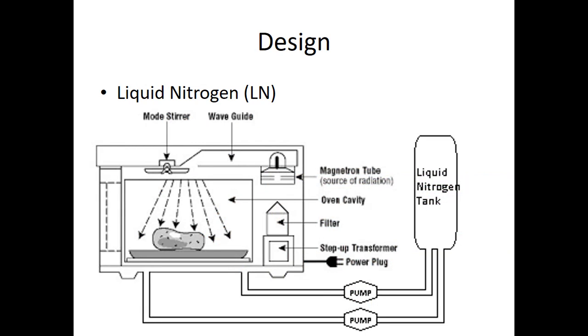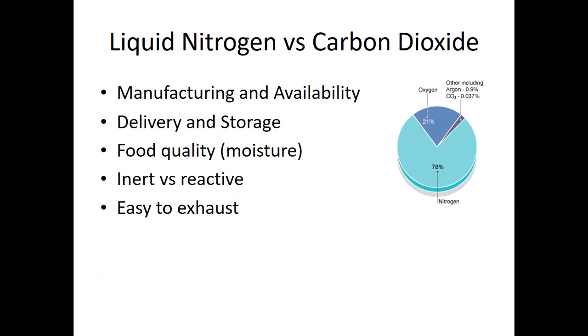So in my design here, I've modified the FreezerWave from Colin, and instead of using carbon dioxide, I'll be using liquid nitrogen. We'll talk about the benefits in a little bit, but as far as the design is concerned, it uses two liquid nitrogen tanks, or we can just use one with two pumps. One of them will pump the nitrogen into the microwave, and the second one will take out the excess nitrogen. And this will freeze the food, and let's move on to the benefits.